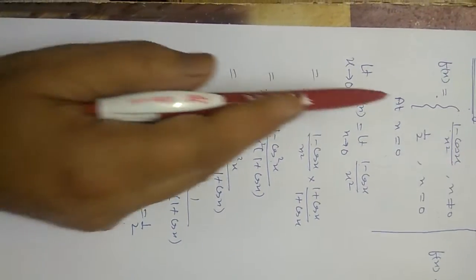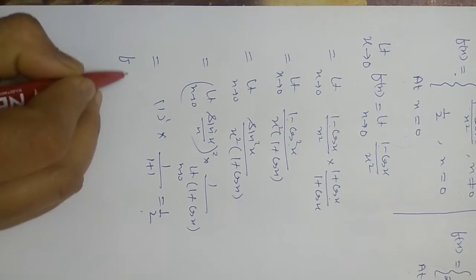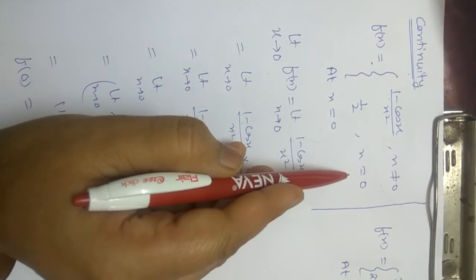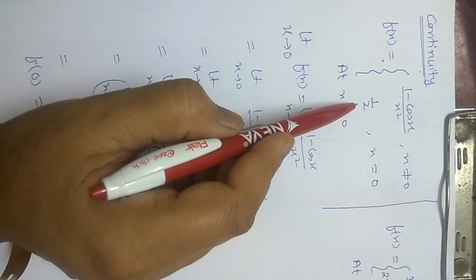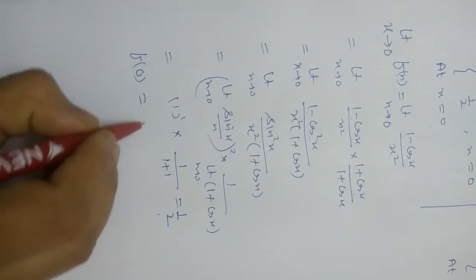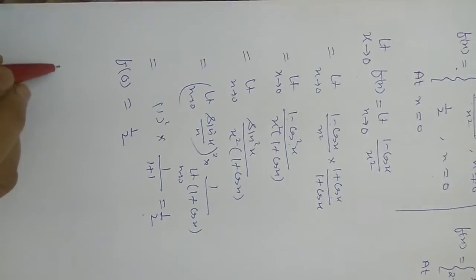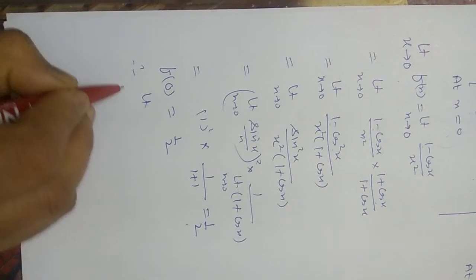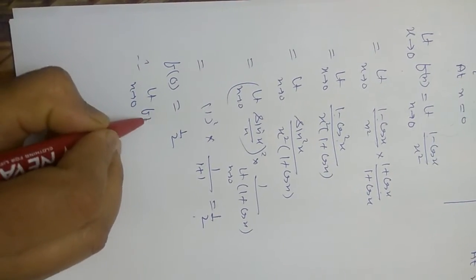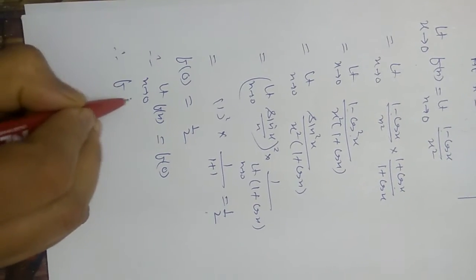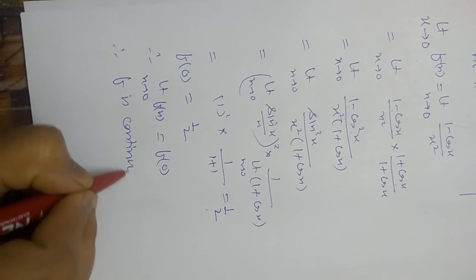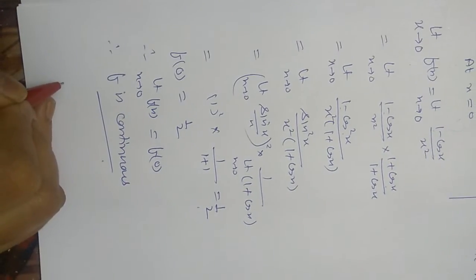And now you have to find the value of the function, that means f(0). At f(0), when x is 0, the value of the function is 1 by 2. It means f(0) is equal to 1 by 2. It means limit x tends to 0, f(x) is equal to f(0). It means f is continuous. Is it clear?